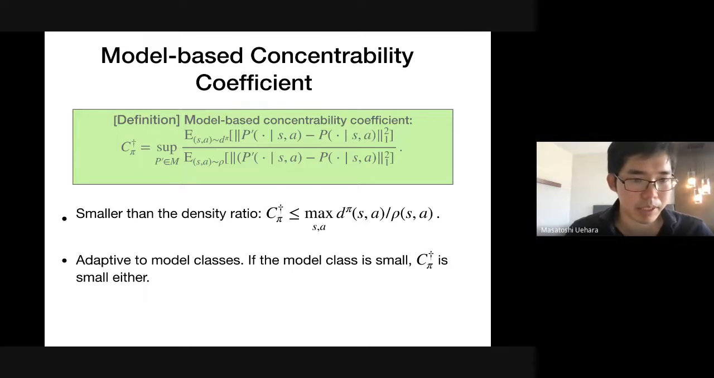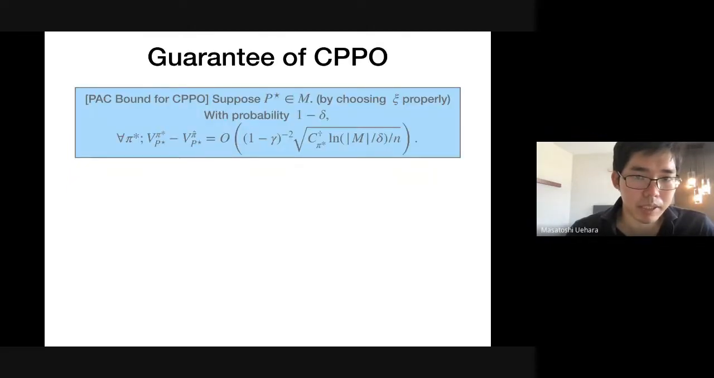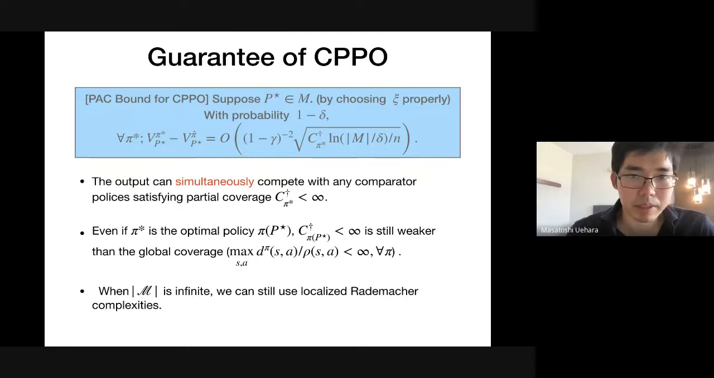The first property is that it is always smaller than the density ratio. So this inequality always holds. And another property is that it is adaptive to model classes. So if the model class is small, C dagger pi is small too. And also in specific models like LQRs, this C dagger pi reduces to very natural quantities, as we will see later. With this quantity in mind, let's introduce our key theorem.